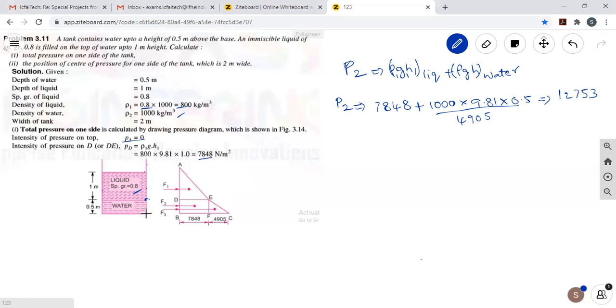What is the pressure in the bottom portion, which is P2, what we considered just now? It comes out to be 12753, which is a combination of 7848 plus 4905. The 4905 indicates the pressure due to water, and the 7848 indicates the pressure due to the liquid. That is clear. So this diagram is also clear for you.